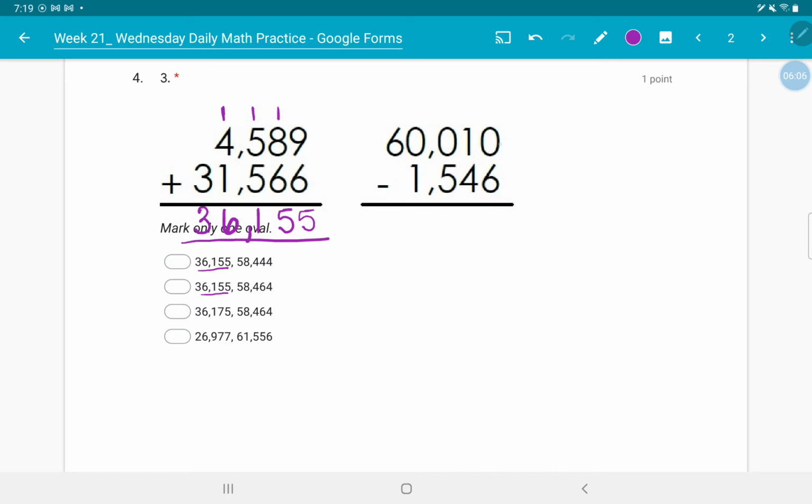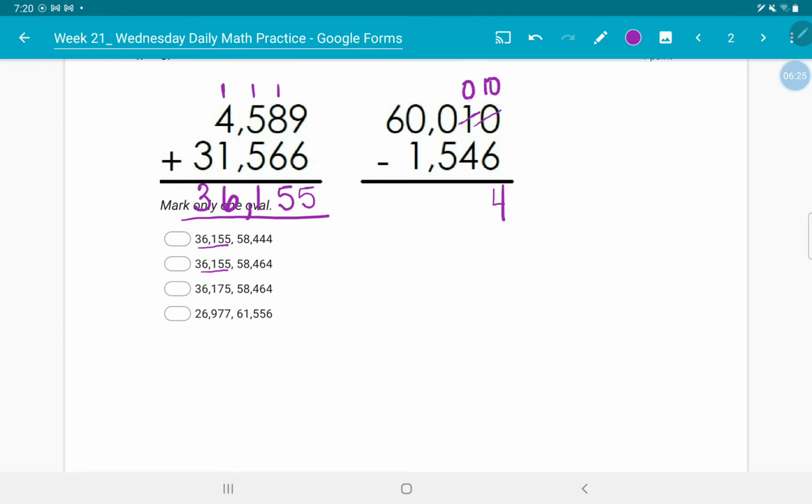So if I start with my ones, I have 0 and I need to take 6 away. I'm going to have to regroup one of these 10s. That leaves me with 0. I'll change that 0 to a 10. 10 minus 6 is 4. Then when I go to my tens place, I have 0 minus 4. I can't do that. If I come to my hundreds, I don't have anything to borrow. I don't have anything in my thousands.